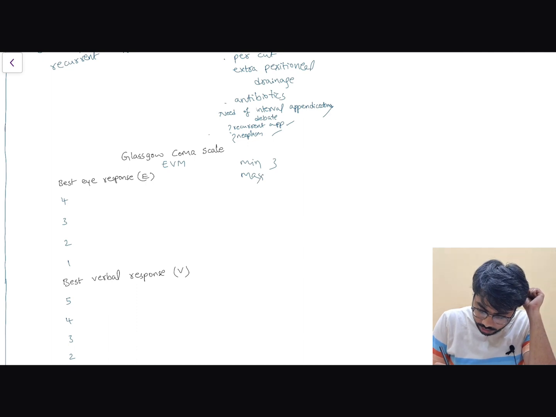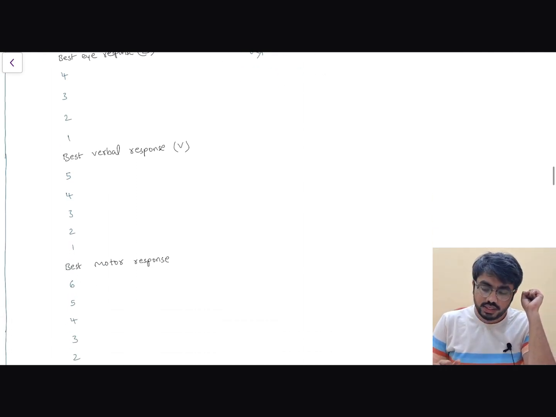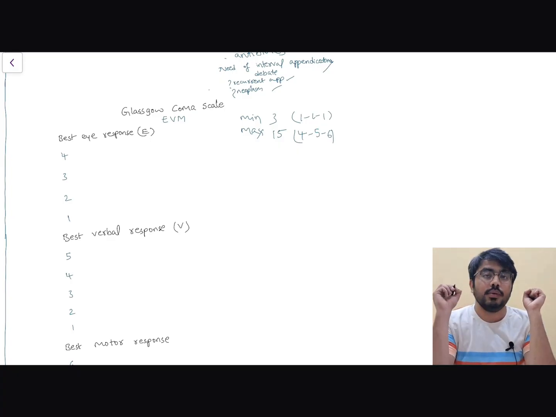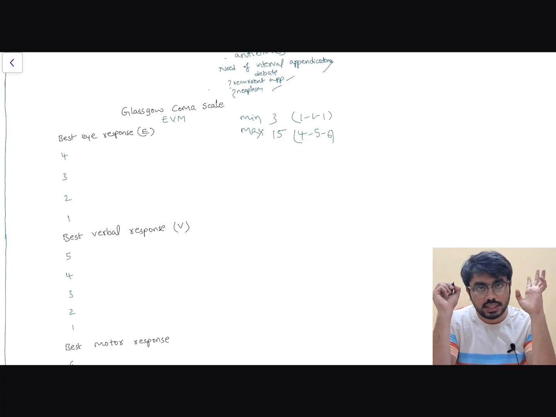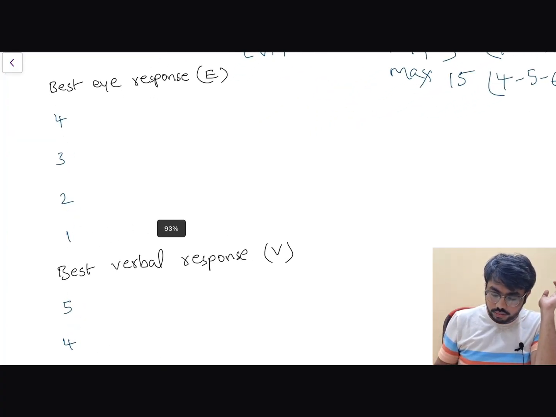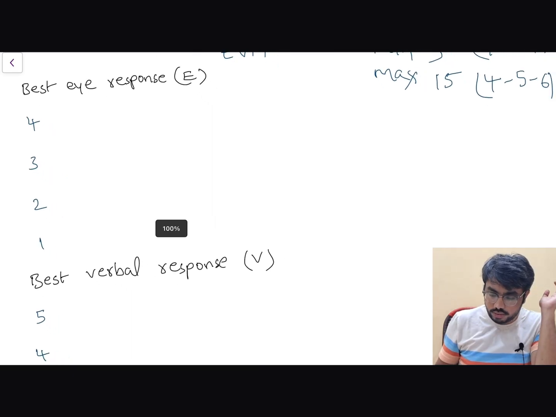What is the maximum value? The maximum is 4, 5, 6: 4 plus 5 is 9, plus 6, 15. So the maximum count has to be 15, which can be written as 4, 5, 6. So the minimum value of GCS is not 0. It has to be 3, 1-1-1. The maximum score is 15 out of 15. Now we will look at each individually.